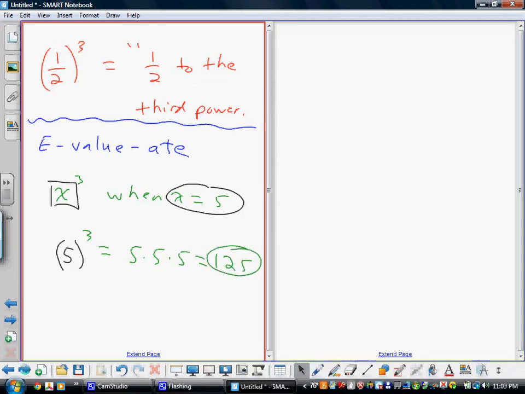Evaluate the expression by substituting it into the equation. But anytime you substitute, you want to use parentheses. When substituting, use parentheses. When substituting, please use parentheses.